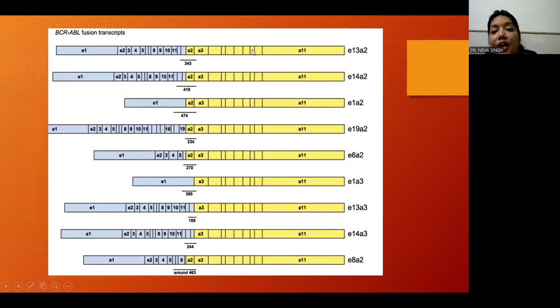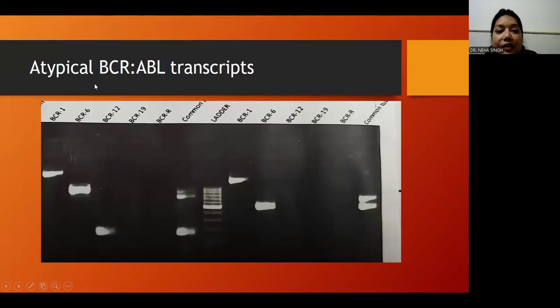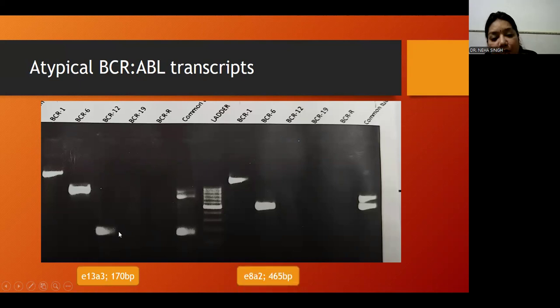The answer is, apart from the common typical transcripts, you have a lot of atypical transcripts because of different breakpoints between the ABL and BCR genes. So you need to apply a second set of atypical primer sets to detect these atypical transcripts. For example, these are two cases which are shown. One is an E13A3 transcript corresponding to 170 base pair, and the second case showing E8A2 transcript corresponding to 465 base pair.